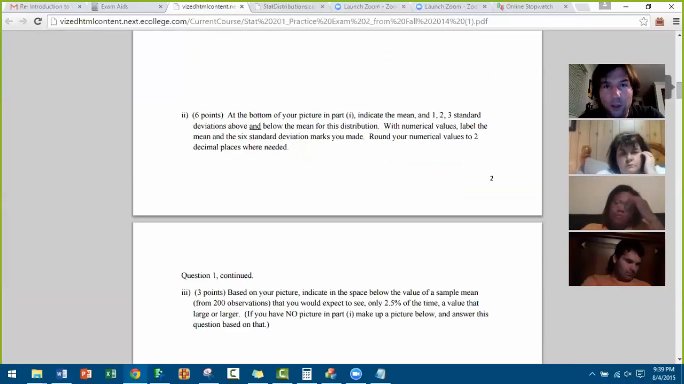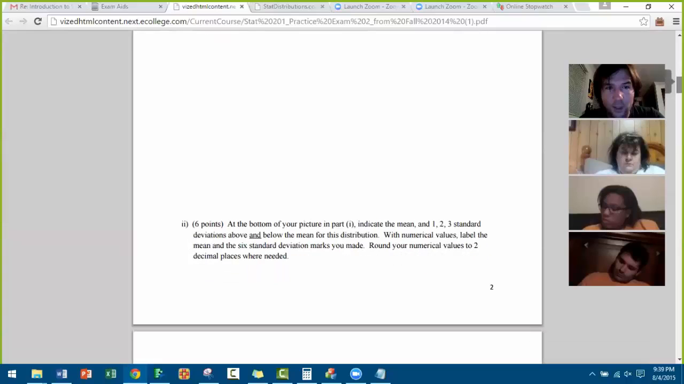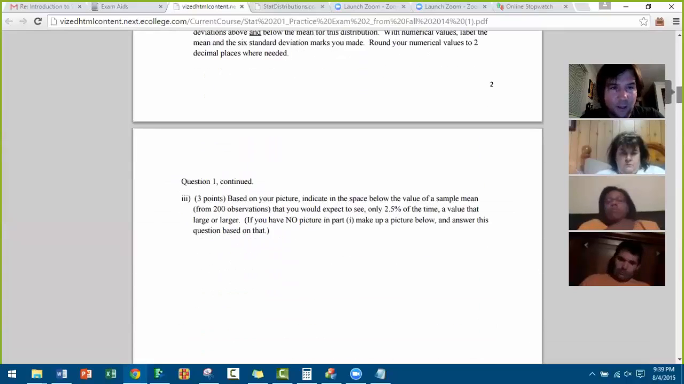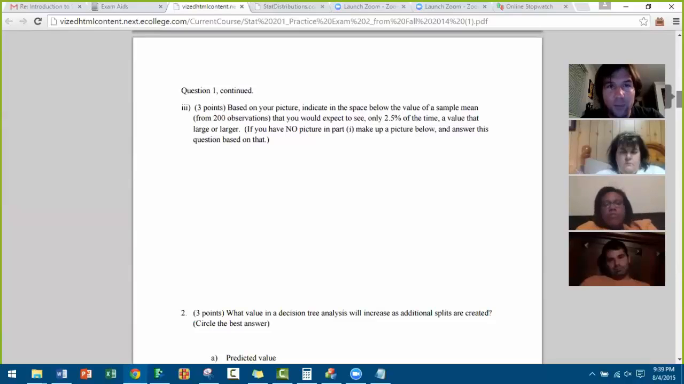At the bottom of the picture, indicate the mean and 3 standard deviations, with which numerical values label the mean and standard deviation you made, rounded to decimal points. We did that. Draw a rough sketch of what you expect the distribution to look like, make it large at the very bottom, and then place that in. That's good. Based on your picture, indicate in the space below the value of a mean that you expect to see only 2.5% of the time, a value that large or larger.